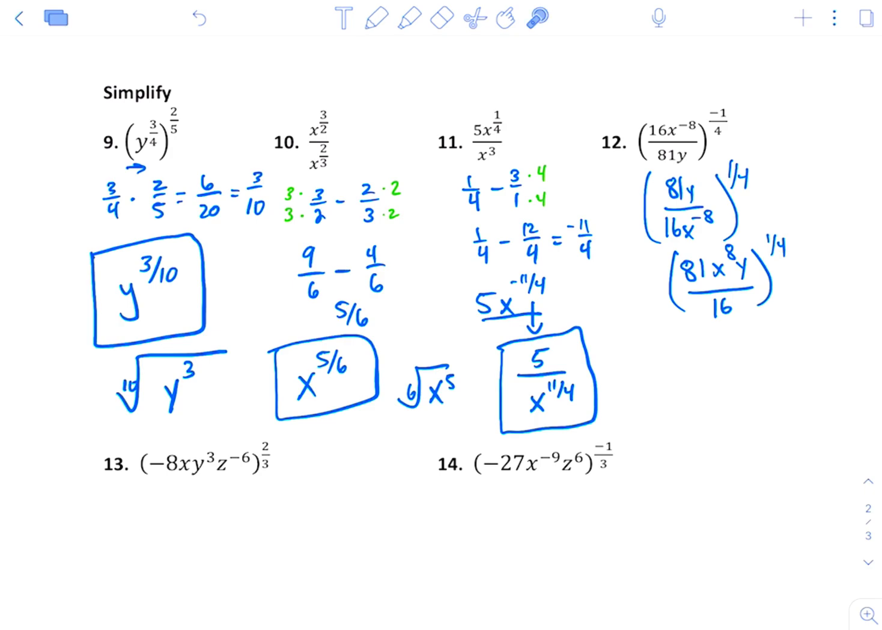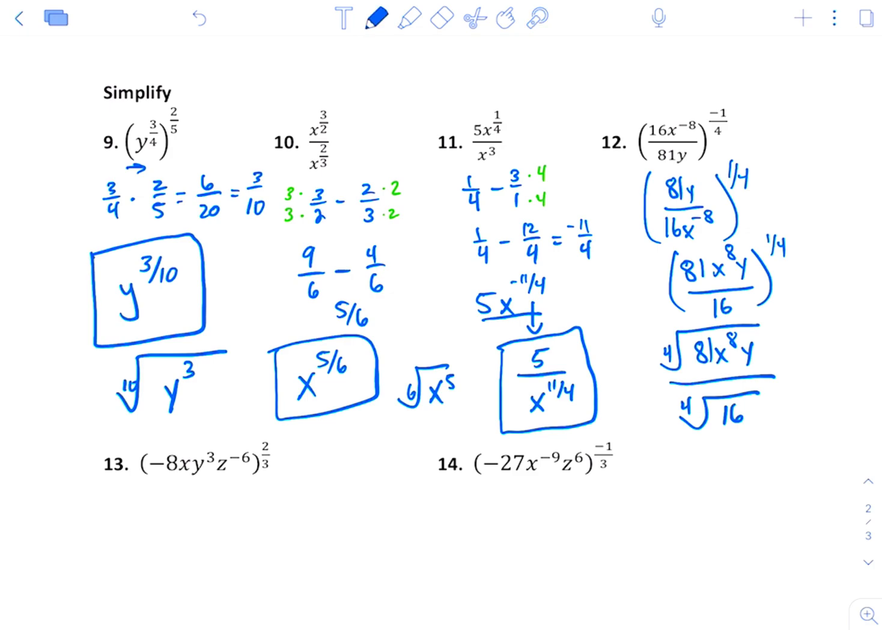Okay. Now I can't really do anything else to simplify in this form, so what I'm going to do is switch forms. So I'm really doing the 4th root of 81x to the 8th y over the 4th root of 16. So when we do that, we're just taking the 4th root of the top part of the fraction and then the 4th root of the bottom part of the fraction.